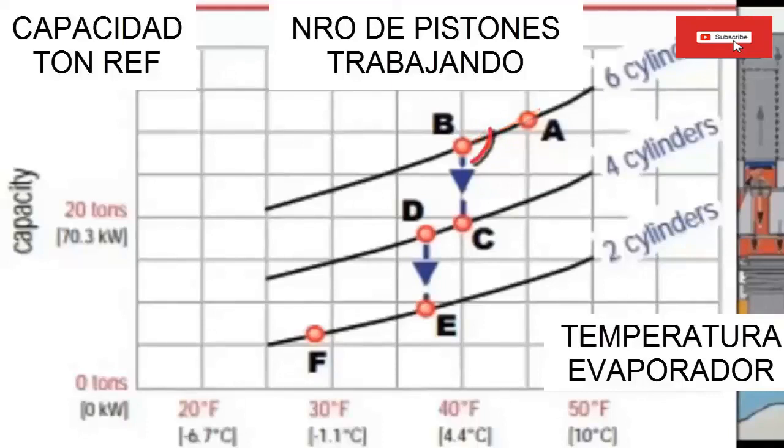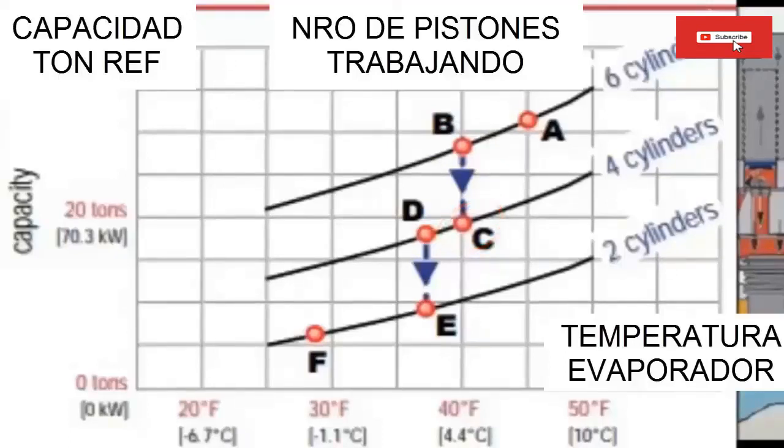7. Here, the compressor unloads the first set of 2 cylinders. When the first set of 2 cylinders is unloaded, the compressor runs with only 4 active cylinders, and compressor capacity immediately drops to 19 tons, 66.8 kilowatts, along the 4-cylinder curve.